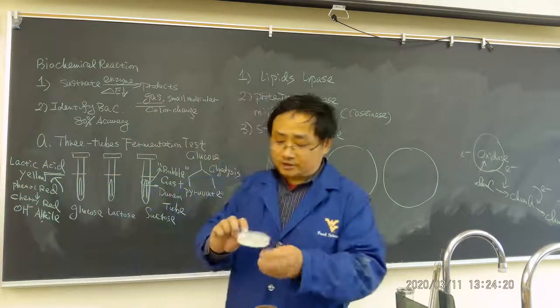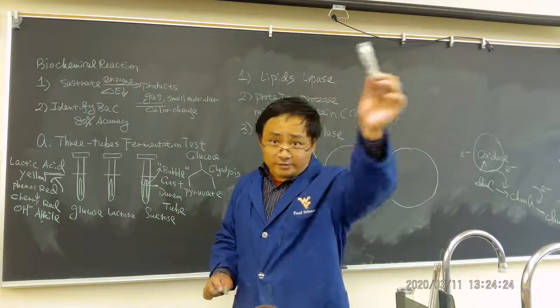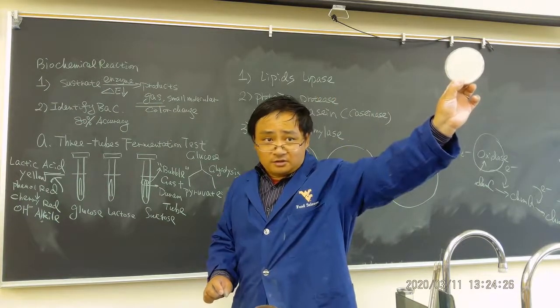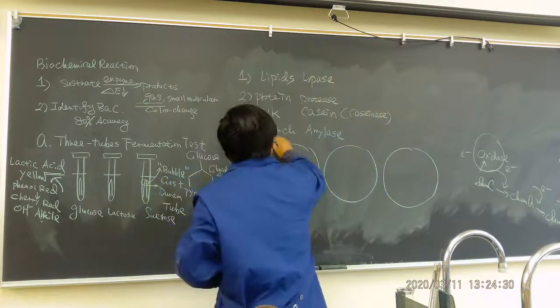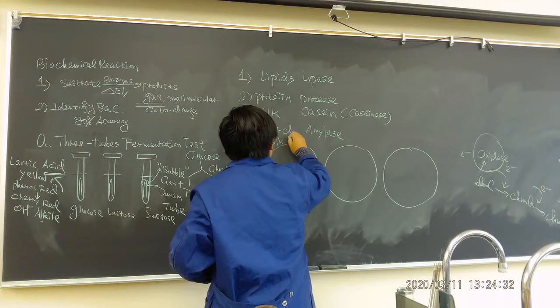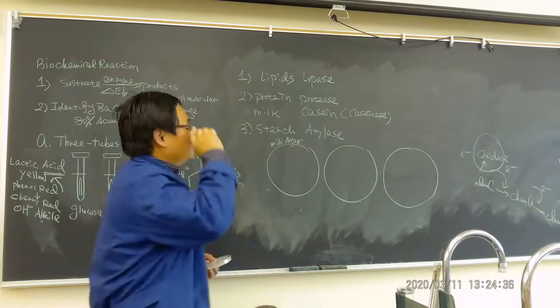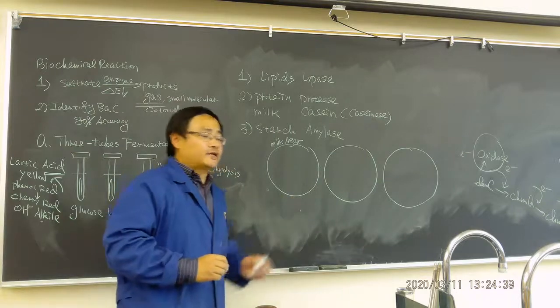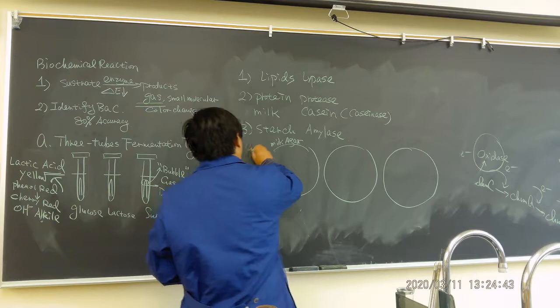The first agar looks very heavy, milky. It's a milk agar. This milk agar, we want to see whether bacteria has protease, whether bacteria has caseinase. So we use skim milk.